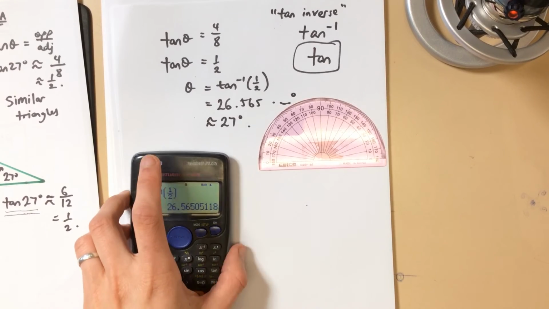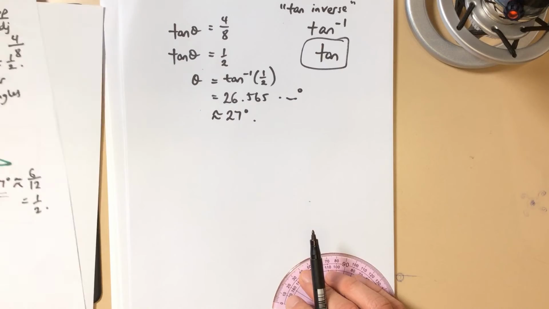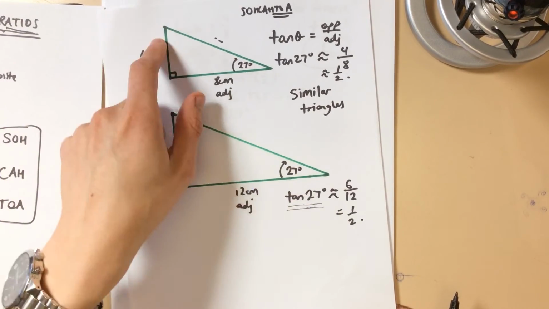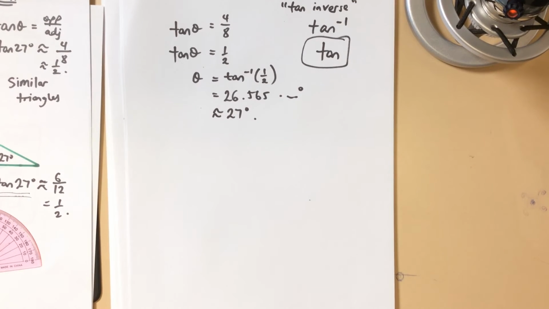So we can use this. This is really, really cool. If you know any of the side lengths of a triangle, like say you got this triangle here with these side lengths, you can work out the angles. So let me give you an example question.